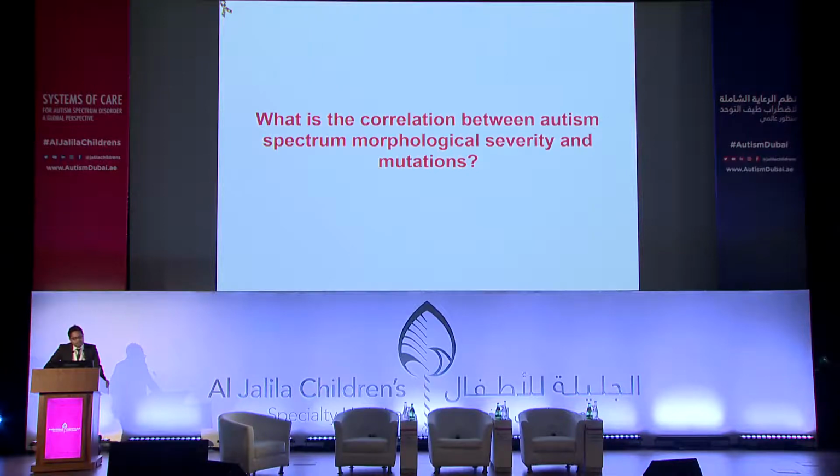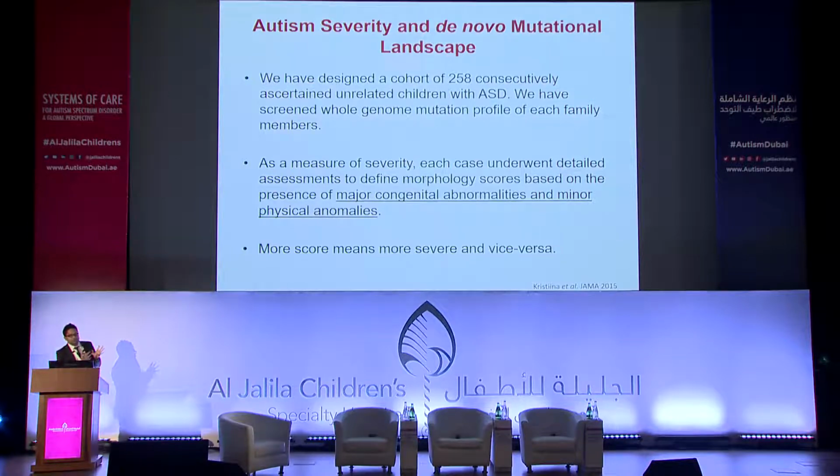One of the questions we asked is whether there is any correlation between autism spectrum disorder morphological severity and mutation. Behavioral severity is hard to judge, but morphological severity is really easy because it's physical dysmorphic features that you count. From the whole data, we carved out 258 consecutively ascertained unrelated children within Canada. It's from Newfoundland, where I did my PhD and all my education. This is a homogeneous population, an excellent population to do genetics. We have screened the whole genome mutation profile for all these kids.